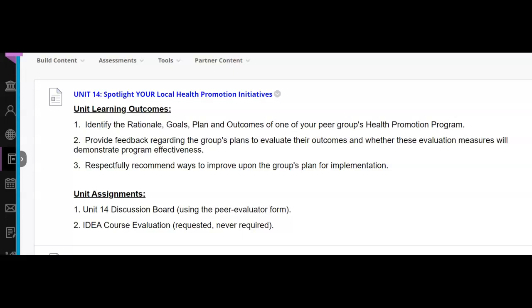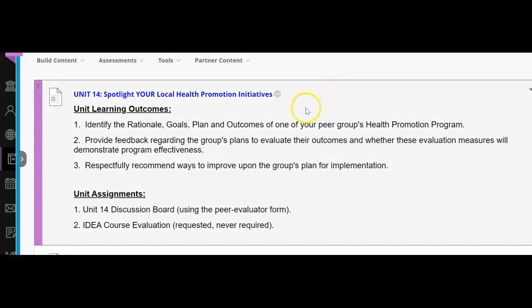So for the outcomes, you're going to be able to do 3 things, and that's basically reviewing another group's presentation and providing them with respectful critique. You're going to critique one of your fellow group members' presentations. So that's what we're going to do this week. There are no additional readings, etc.